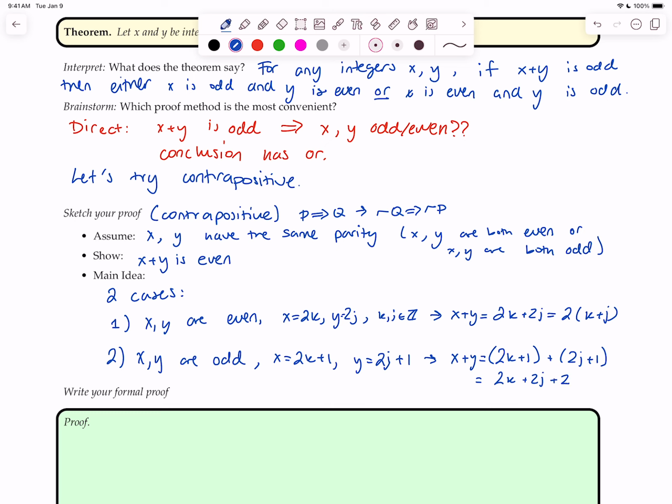Now this looks good because I got a 2 in every term, so I can pull the 2 out front. So we get 2 times k plus j plus 1 in the end, and that looks good because k plus j plus 1 is an integer, and it's times 2, so this looks even. Okay, cool. So let's go ahead and write down our proof.